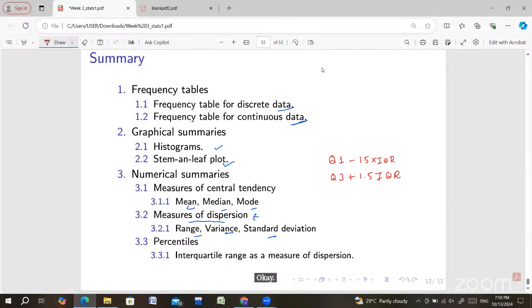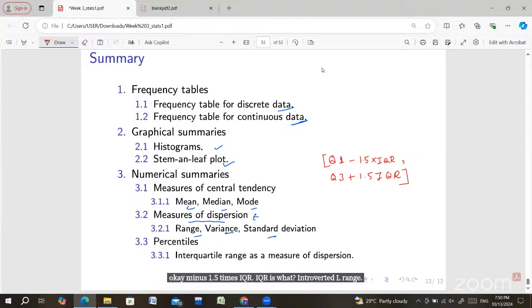Okay. So we were discussing the outliers. This is the formula which we can use. This is basically the lower limit, and this is your upper limit. Q1 is your first quartile, minus 1.5 times IQR. IQR is the interquartile range.